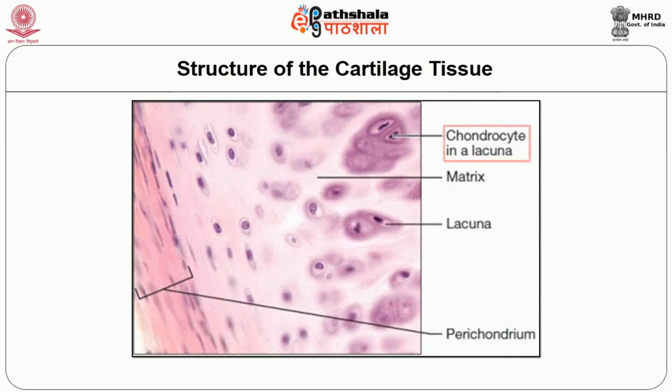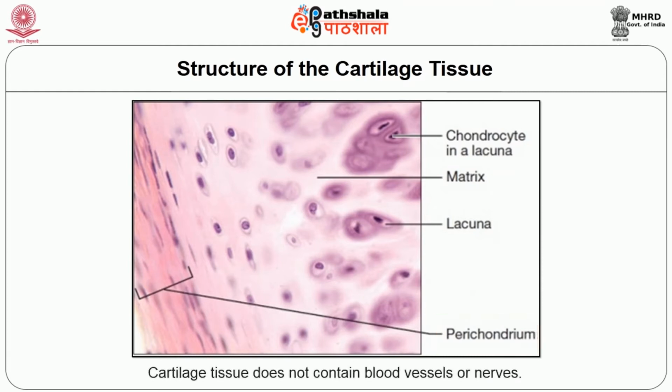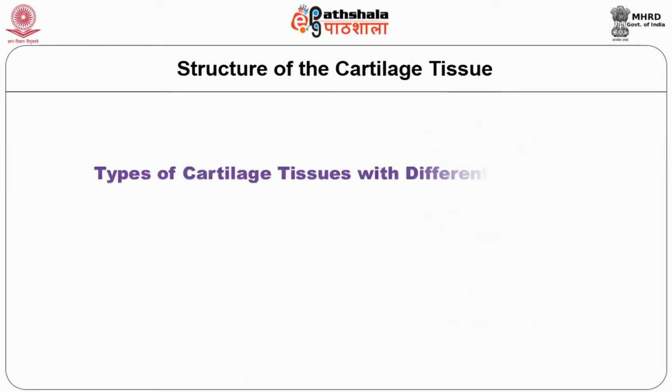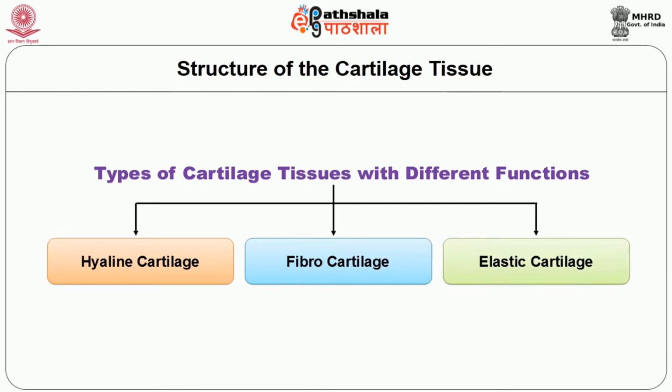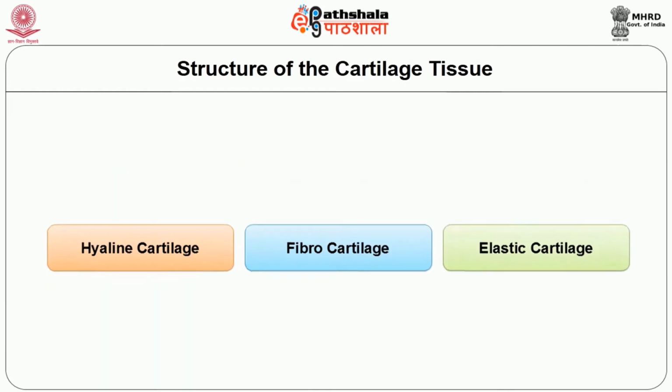When we look under the microscope, chondrocytes look like eyeballs floating in a slimy substance or soup. The outer surface of cartilage is surrounded by a membrane of dense irregular connective tissue called perichondrium. The cartilage tissue does not contain blood vessels or nerves. There are three types of cartilage tissue with different functions: the first is hyaline cartilage, the second is fibrocartilage, and the third is elastic cartilage.